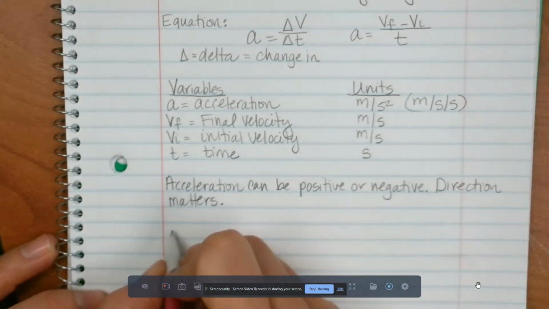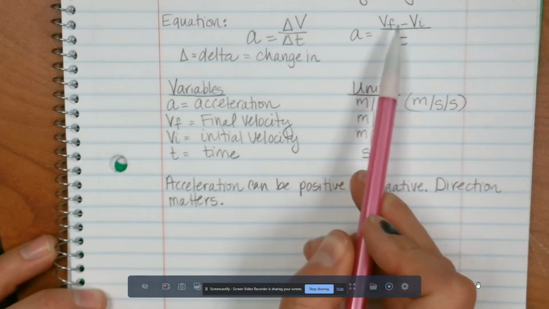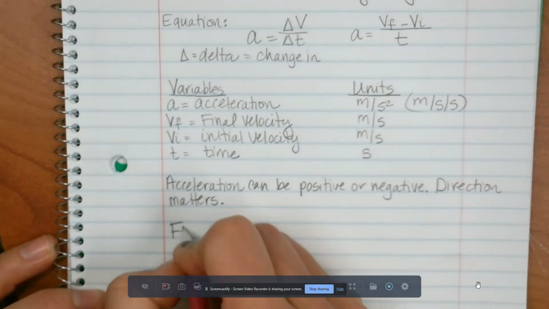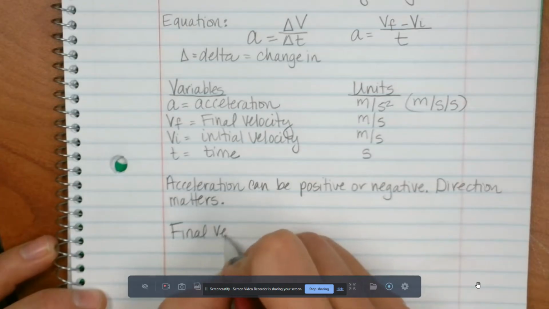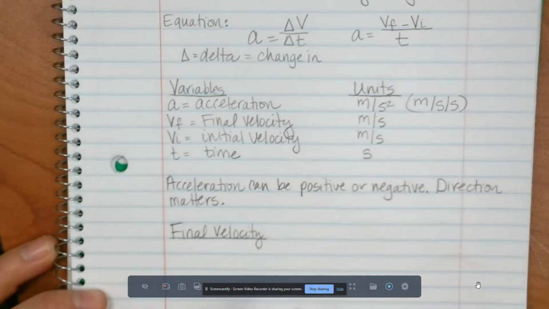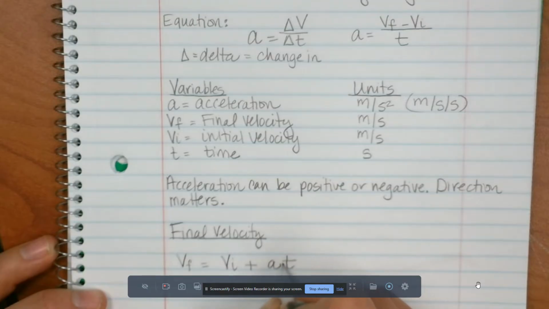So let's go through our different equations. So we have our base equation, but we want to be able to find our other variables. So our final velocity equation is going to be final velocity, which is Vf, equals Vi, which is our initial velocity, plus A and T, which we're multiplying, acceleration multiplied by time.